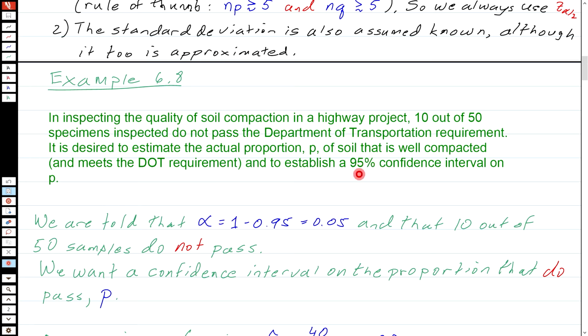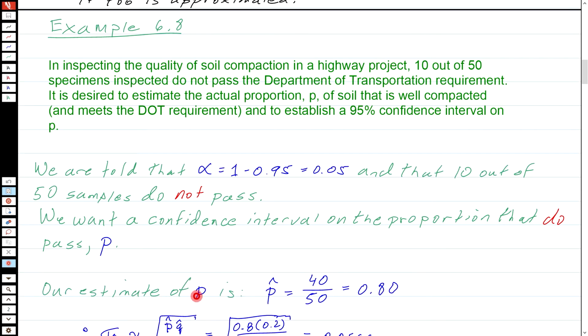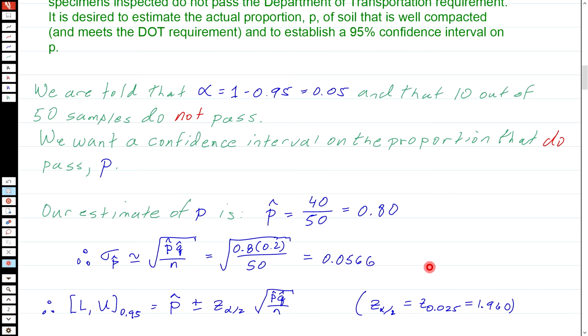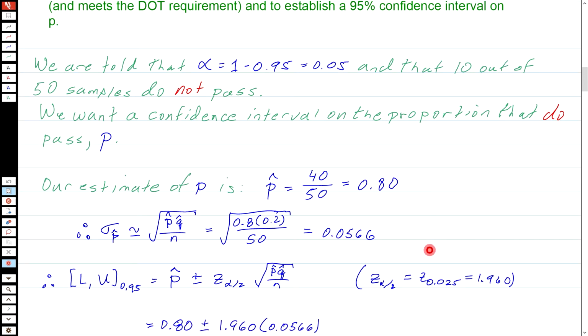For a 95% confidence interval, alpha is 1 minus 0.95, which is 0.05. We're told that 10 out of 50 samples do not pass. We want a confidence interval on the proportion that do pass, and we'll call that P. So our estimate P hat is equal to the proportion that do pass, which is 40 out of the 50 samples, so 40 over 50, so P hat is 0.8. That means our estimate of the standard deviation of P hat is the square root of P hat Q hat over N, so it's 0.8 times 0.2 divided by 50, and then the square root of that whole thing gives me 0.0566.